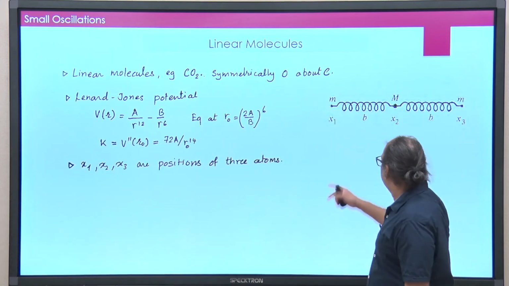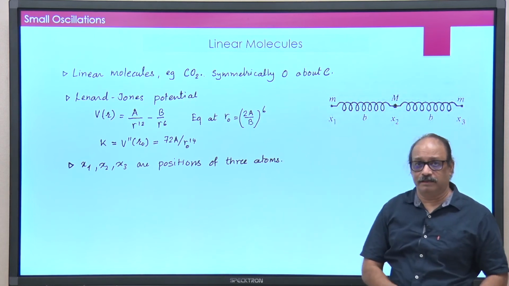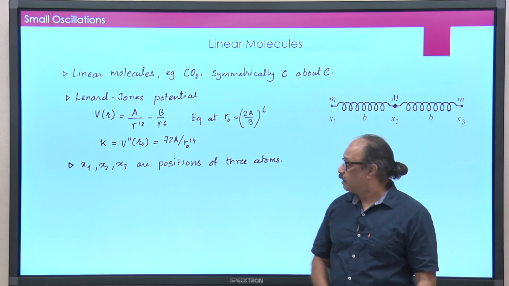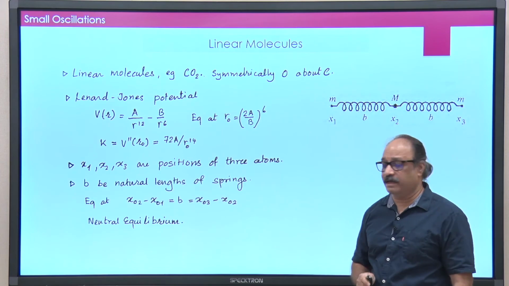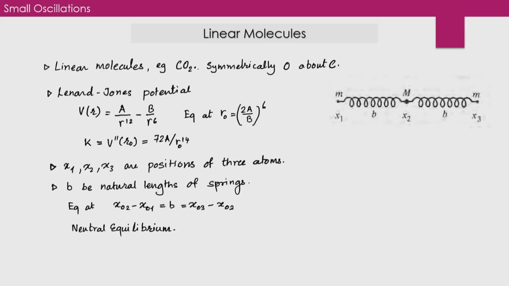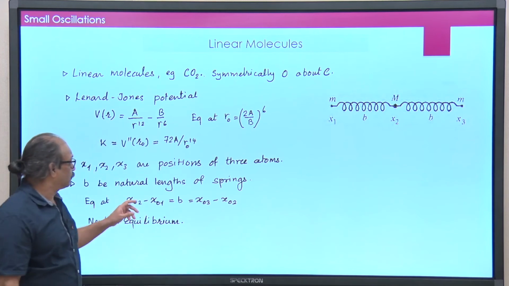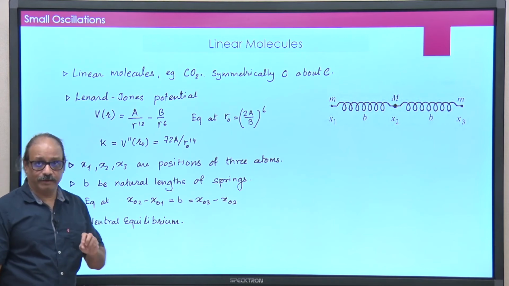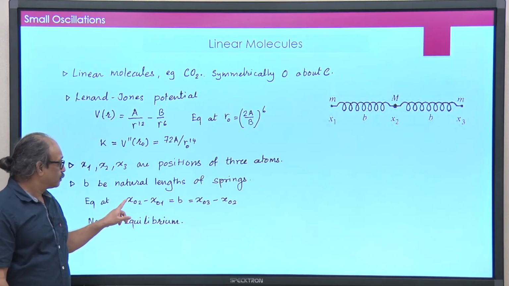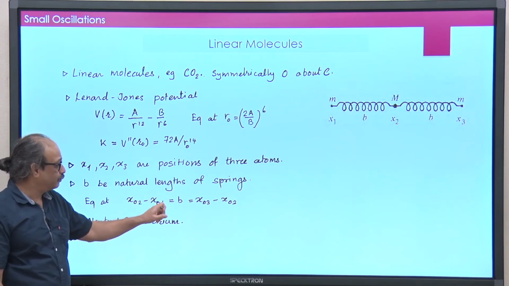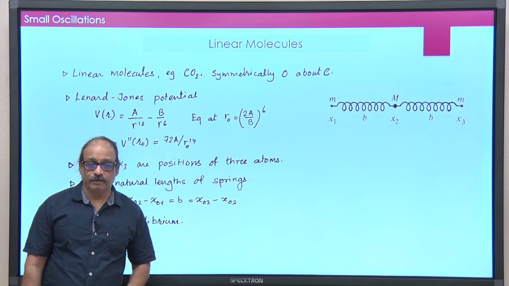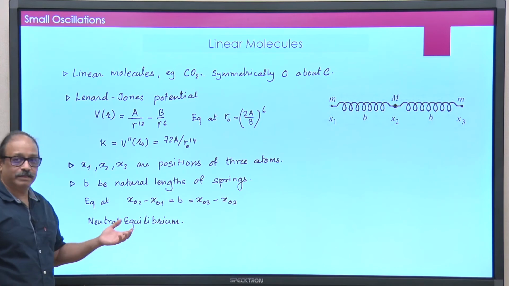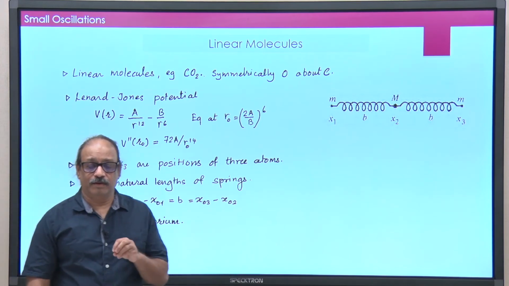Now, x1, x2, x3. So, basically this is going to be on a single line, the real line. So, x1, x2, x3 be the coordinates of the 3 atoms, and the natural length, let us say, is b, that would be equal to r naught here. So, the natural length of the springs is b, and I will write the equilibrium positions as x0. So, x02 minus x01 is equal to b, and x03 minus x02 is equal to b.